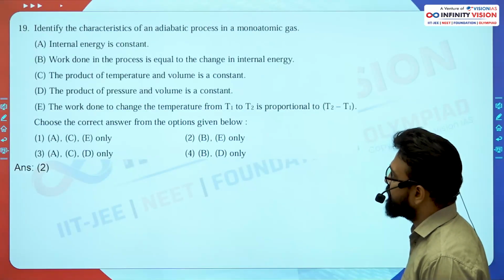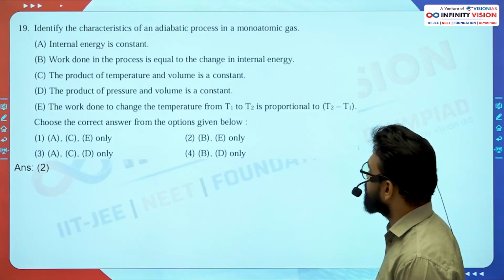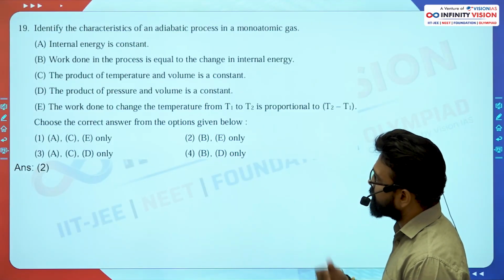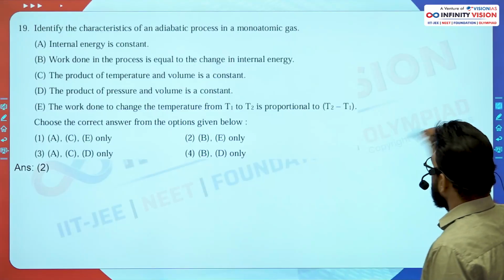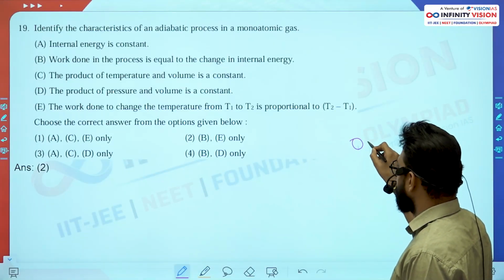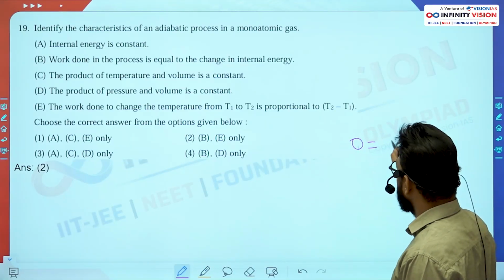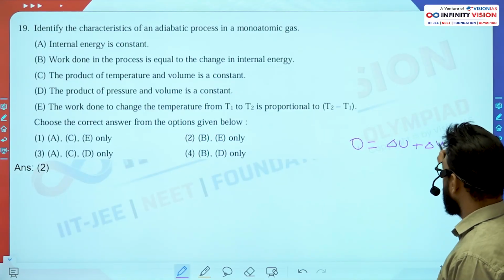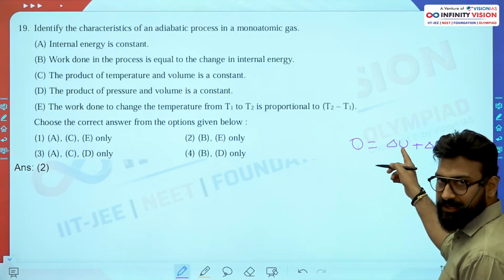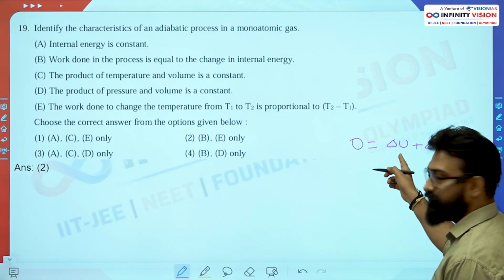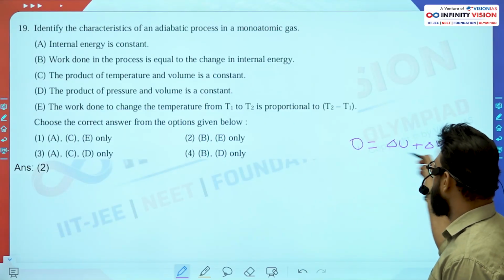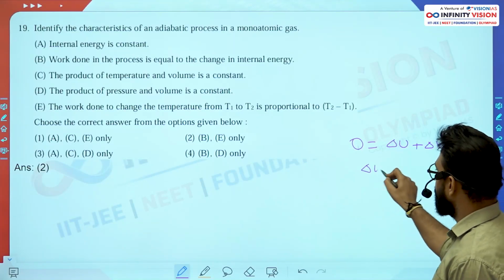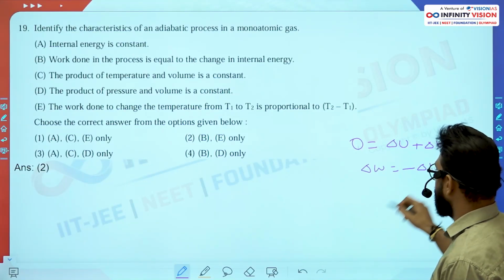Next, identify the characteristics of an adiabatic process in a monatomic gas. We already know that in an adiabatic process, the heat supplied is 0. So work done would be at the cost of the change in internal energy, the negative of the change in internal energy. So this is your thermodynamic first law. Work done would be minus delta U.